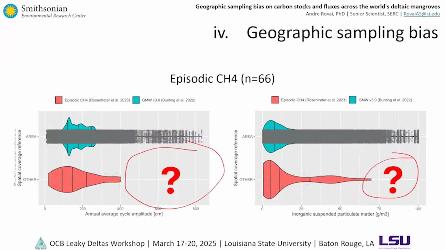Here's what I call episodic, because it's when you use either a static chamber or some kind of flow-through headspace method. It's not a flux tower. It's whatever else you can do to measure gases, right? Same thing right here. This tidal amplitude is going to be your color of the water as a proxy for riverine discharge. And again, we're lacking a lot of information relative to where the global mangrove area is located.